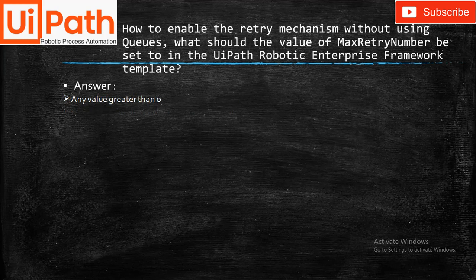How to enable the retry mechanism without using queues? What should the value of max try number be set to in the UiPath Robotic Enterprise Framework template? Any value greater than 0 will be the best answer for this.